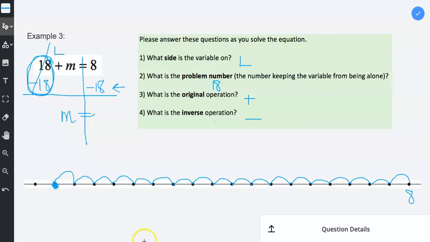Now, since this number line is not already pre-labeled, I need to put the labels in. So I'm just going to start counting downwards. So this would be a 7 on the number line, 6, 5, 4, 3, 2, 1, 0, -1, -2, -3, -4, -5, -6, -7, -8, -9, and I land finally at -10. So my answer is -10 because 8 minus 18 is -10. So my answer here is m is equal to -10.